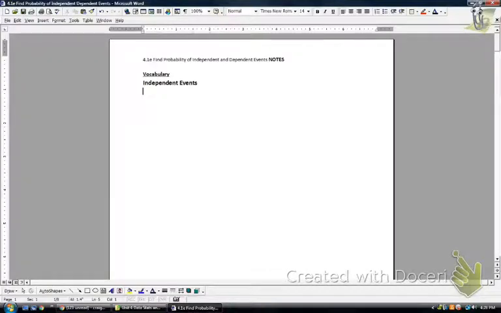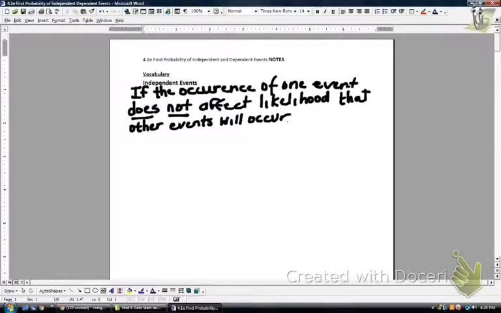Today we're going to learn how to find the probability of independent and dependent events. We're going to define some vocabulary words first. Independent event is our first vocabulary word. An independent event is if the occurrence of one event does not affect the likelihood that other event or events will occur.